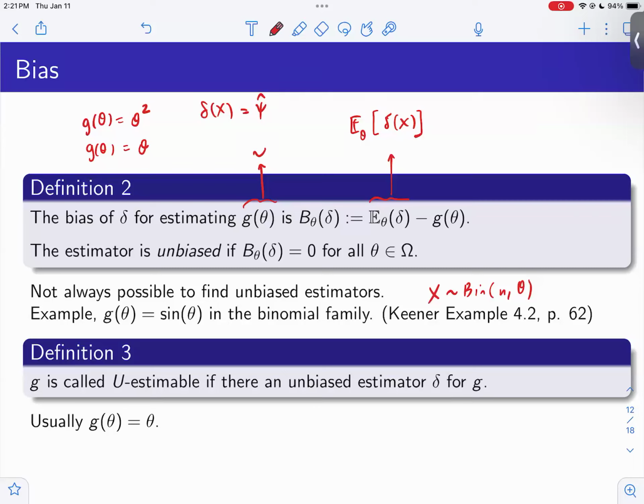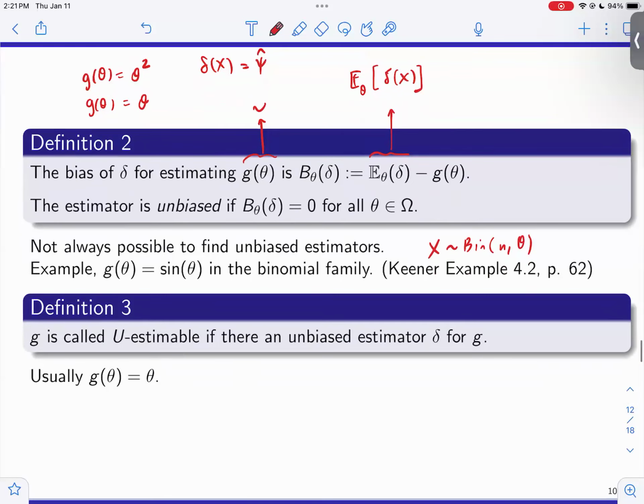Because if you write down the equation, if this is equal to minus sine theta equal to zero, if you try to solve it, if there is an estimator that does this, it means that there's a polynomial of degree n exactly equal to sine theta, and that's not possible. I'll leave it as an exercise for yourself.